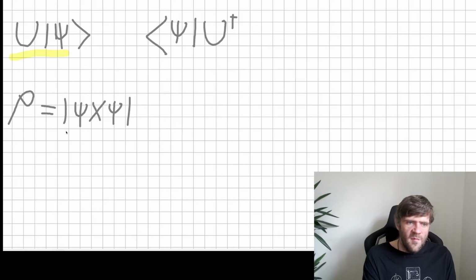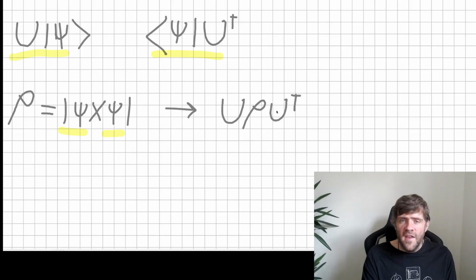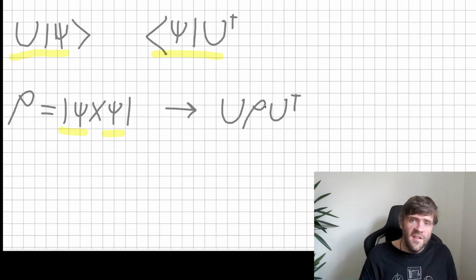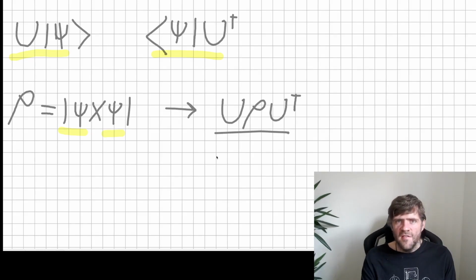We apply U from the left and we apply U dagger from the right, and so rho transforms to U rho U dagger, and that is true in all cases as well. So if we have some linear combination of different states according to some probability distribution, again we just apply the U from the left to get the kets and the U dagger from the right to get the bras, and this is how states transform under unitaries when they are expressed as density matrices.